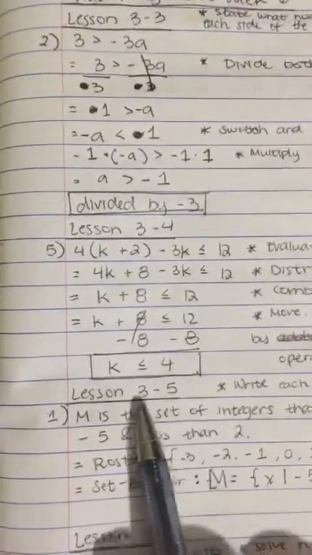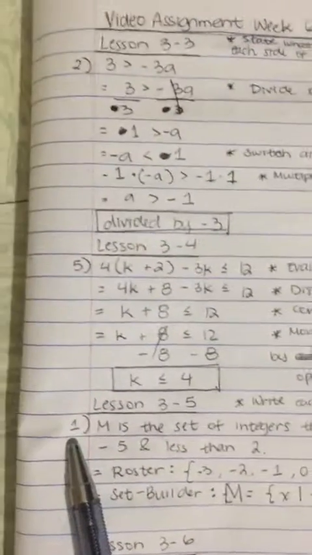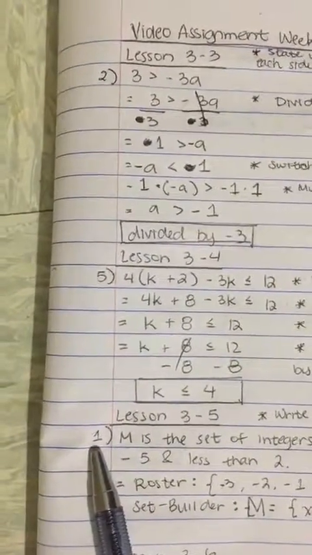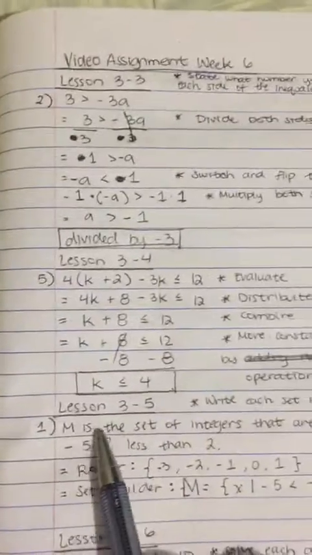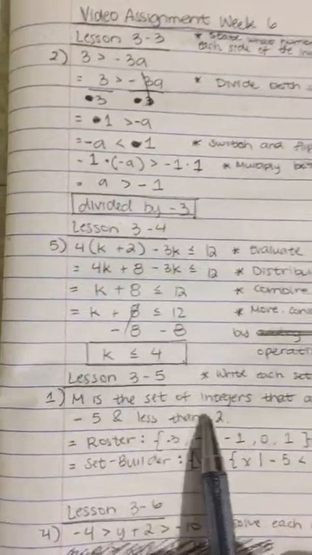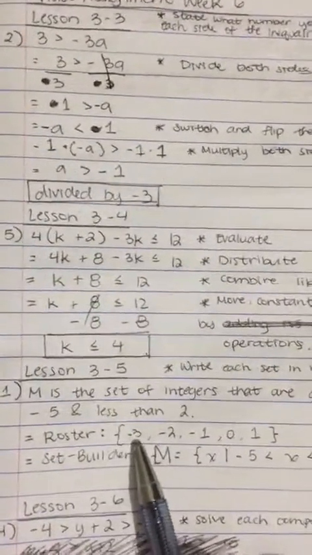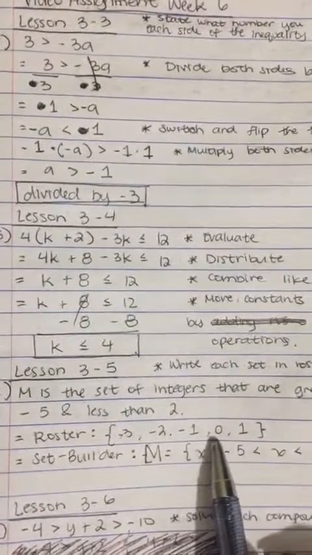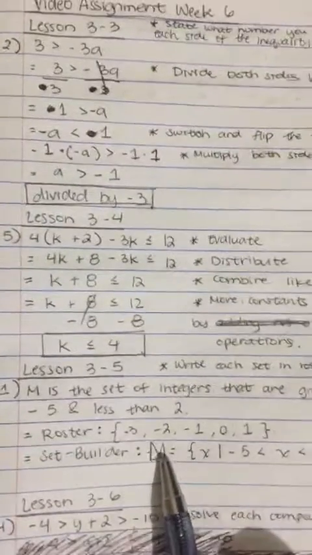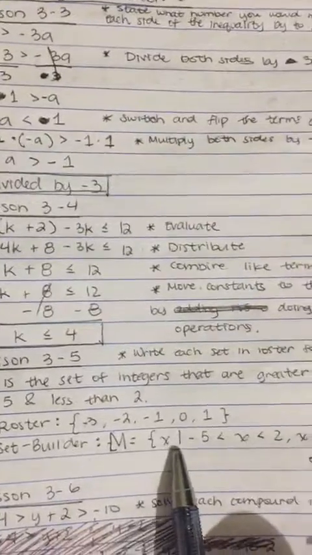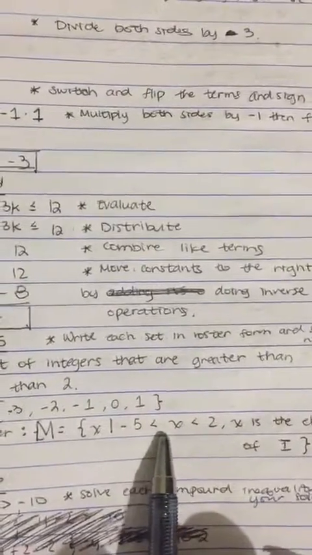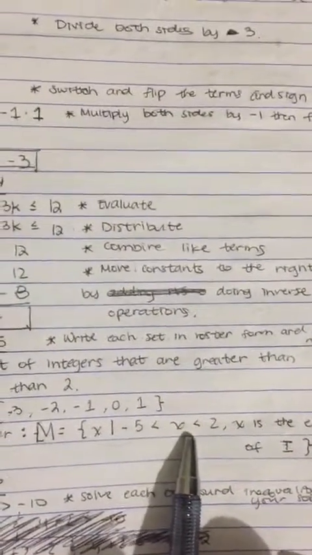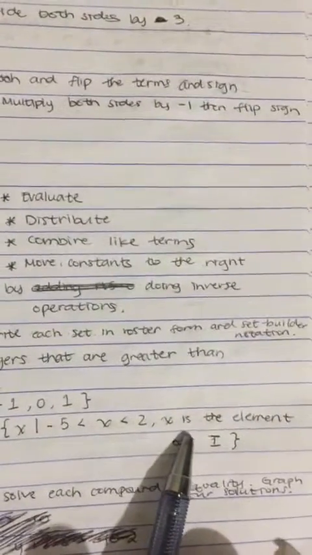For lesson 3-5, I chose to do number 1, and it told us to write each set in roster form and set builder notation. So it says m is the set of integers that are greater than negative 5 and less than 2. So for the roster, I got negative 3, negative 2, negative 1, 0, and 1. And for the set builder, I got m is equal to x, negative 5 is less than x, and x is less than 2, where x is an element of I.